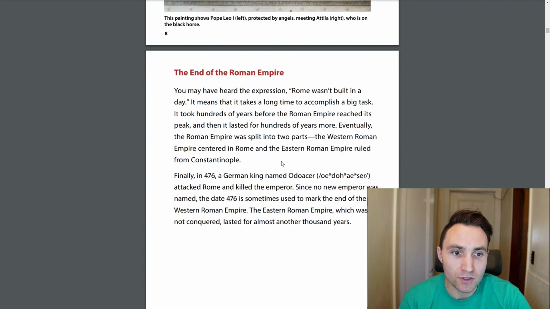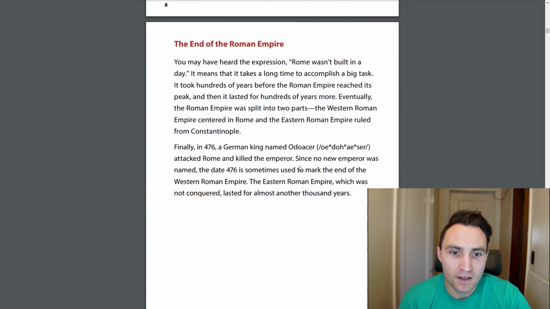Eventually, the Roman Empire was split into two parts. The Western Roman Empire, centered in Rome, and the Eastern Roman Empire, ruled from Constantinople. Finally, in 476, a German king named Odoacer attacked Rome and killed the emperor. Since no new emperor was named, the date 476 is sometimes used to mark the end of the Western Roman Empire. The Eastern Roman Empire, which was not conquered, lasted for almost another 1,000 years.